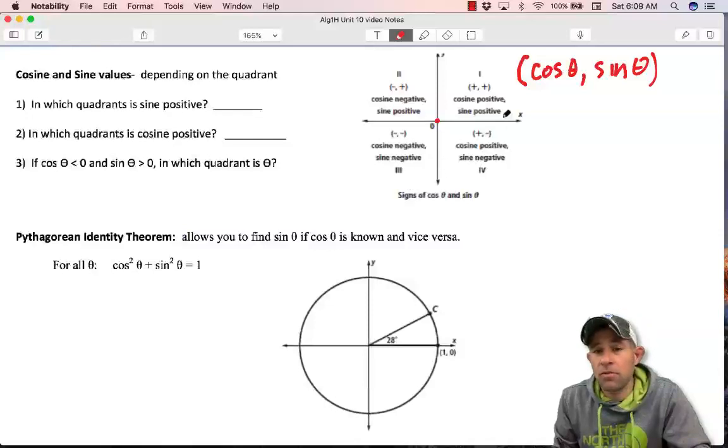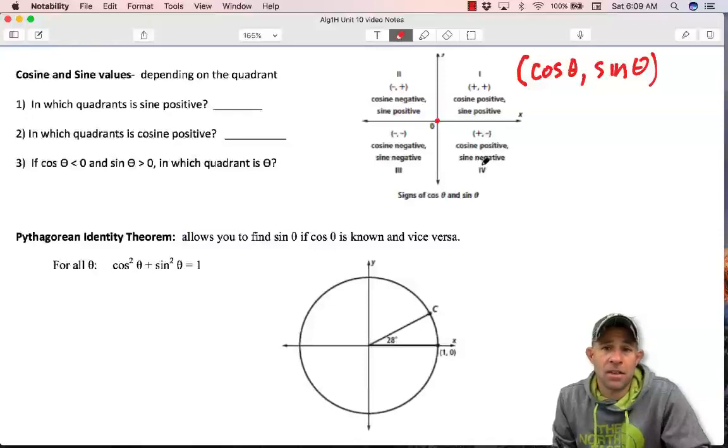And finally, quadrant 4 is the same thing as quadrant 1, except all my values on my sine, or my y-coordinates, are now going to be negative. So I can take all of these coordinates here in quadrant 1 and reflect them over the x-axis to get all the points here in quadrant 4.